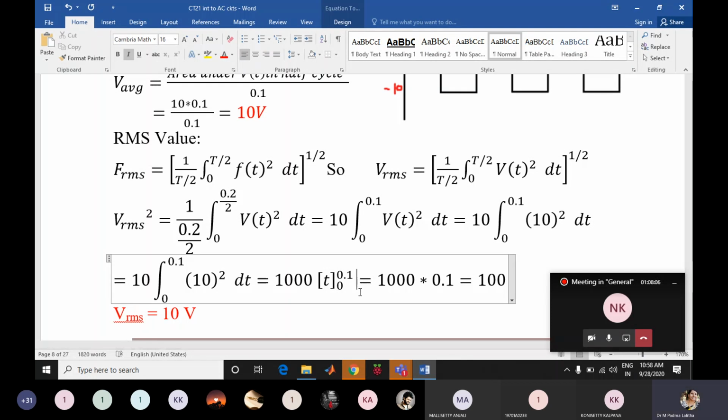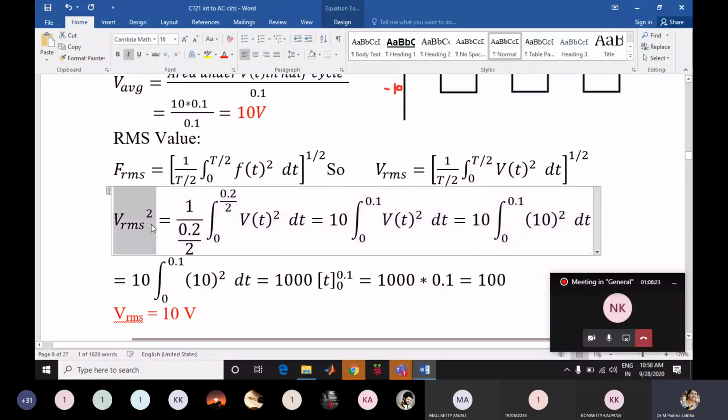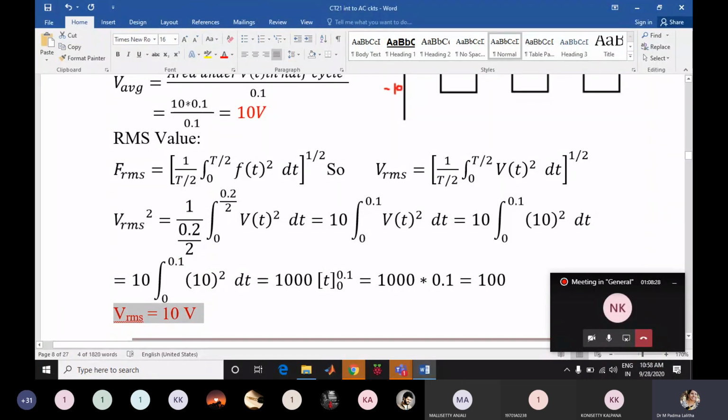If you substitute t, it is 0.1 minus 0, that means 0.1. So 1000 into 0.1, that is 100. What is this 100? This is VRMS square. So VRMS is equal to square root of this 100, that is 10 volts. All of you see this one? Any doubts? For horizontal lines, it is very easy because there is no t. It is a constant, you can take it out of the integral.